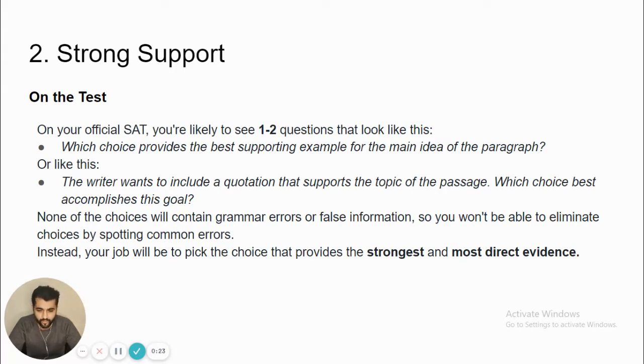Which choice provides the best supporting example for the main idea of the paragraph? Or like this: the writer wants to include a quotation that supports the topic of the passage. Which choice best accomplishes this goal? None of the choices will contain grammar errors or false information, so you won't be able to eliminate choices by spotting common errors. Instead, your job will be to pick the choice that provides the strongest and most direct evidence.